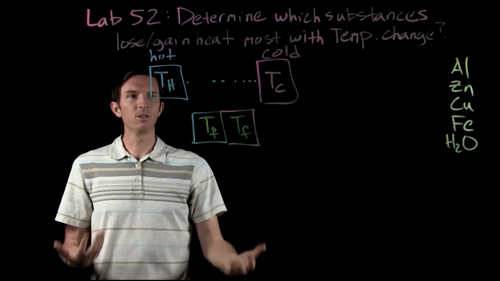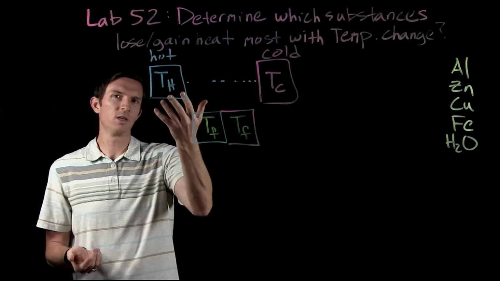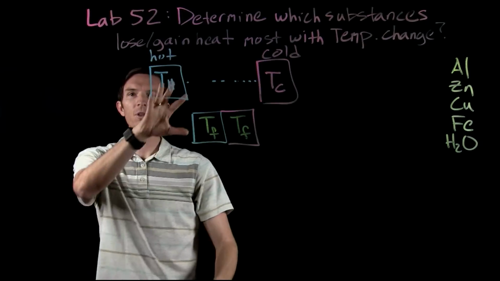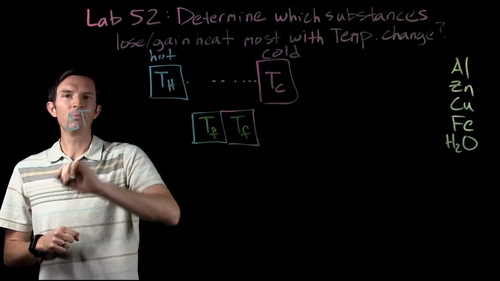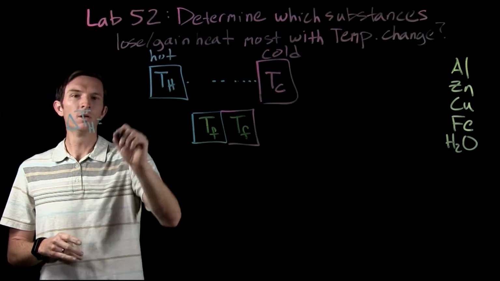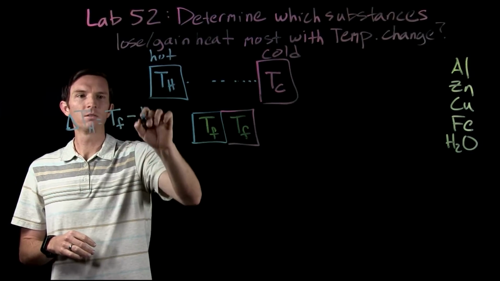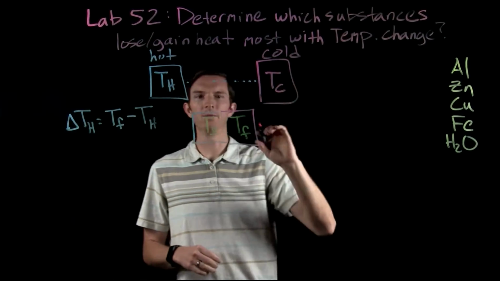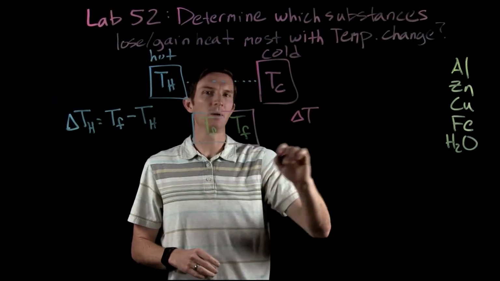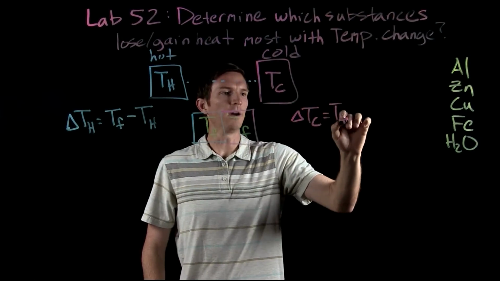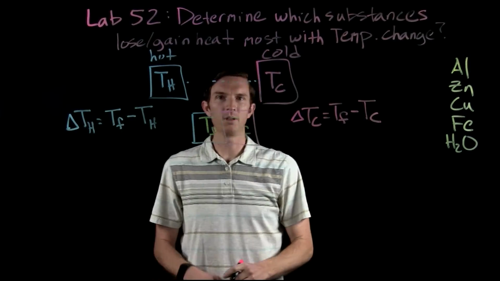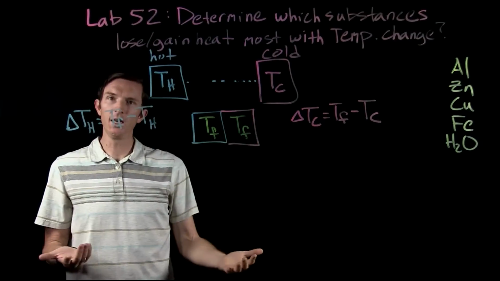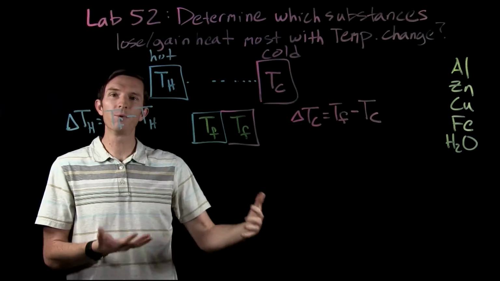Now in order for us to do this, does the hot object lose the same amount of heat as the cold object? Do they change the same temperatures? If we're looking at our hot object, the change in temperature of our hot object is equal to the final temperature it ends up at minus the temperature it started at. If we did the same thing for our cold object, the change in temperature it undergoes is the final temperature minus the temperature it started at. These are probably not going to be equal to each other unless they lose or gain heat the same amount.